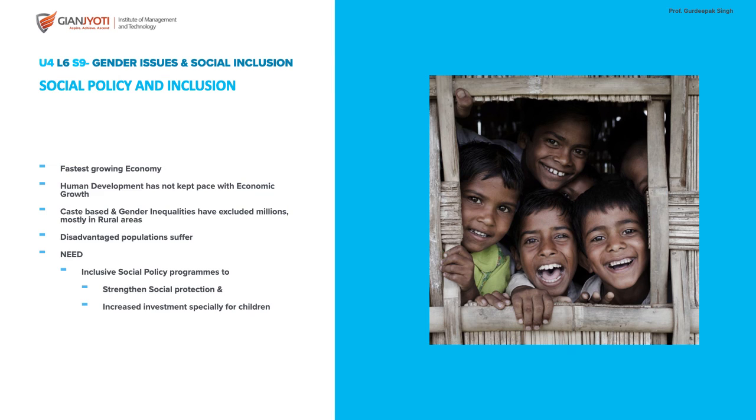So, as a result, these disadvantaged populations in the rural areas suffer a lot. So, the need is for inclusive social policy programs so as to strengthen the social protection to this strata of society and thereby increasing the investment, especially for children, because it takes a lot of time for social inclusion.